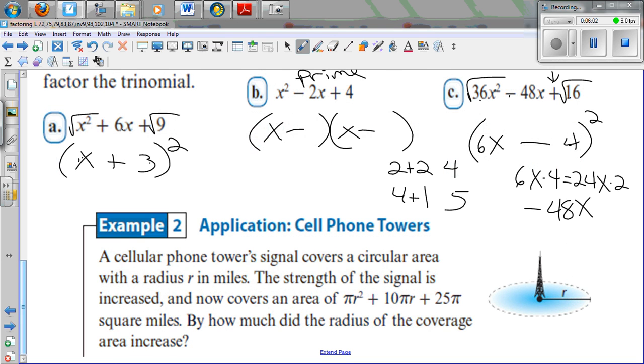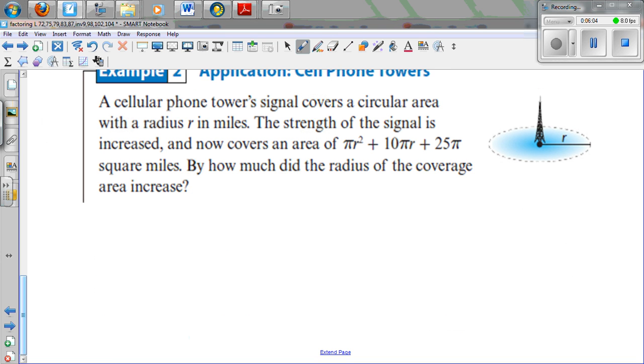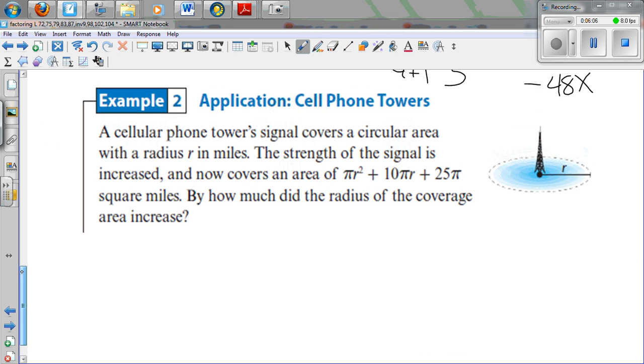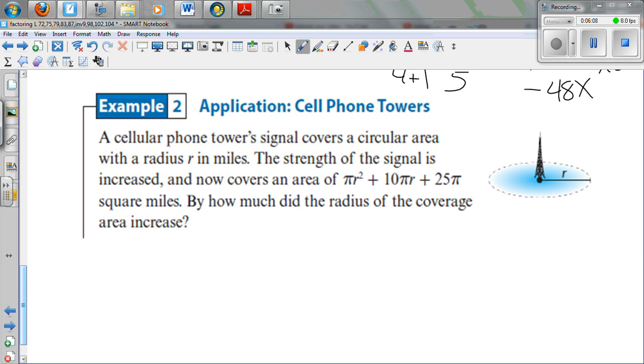Application. Here is this radio tower, and it says a cellular phone tower signal covers a circular area with a radius r in miles. The strength of the signal is increased, and now that covers an area of pi r squared plus 10 pi r plus 25 pi. The first thing you should always check on every problem is to see if there's something that can be factored out. What do all three terms have in common? They have a pi. So I'm going to take the pi out of that.